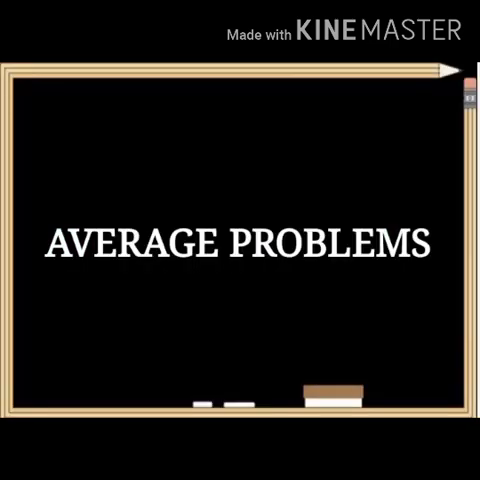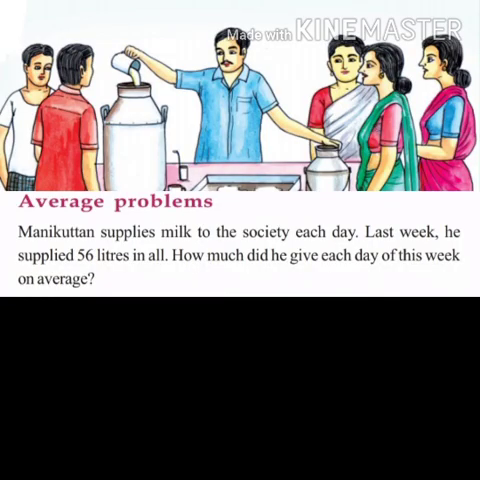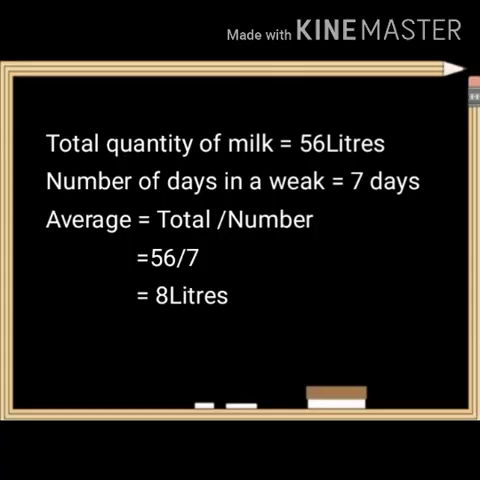Now let's check some average problems. The next question is: Manikuttan supplies milk to the society each day. Last week he supplied 56 liters in all. How much did he give each day of this week on average? That's our question. How can we find the answer? By using average. Here we know that the total quantity of milk is 56 liters and the number of days in a week is 7 days. So the average is the total quantity of milk divided by the number of days. That is 56 by 7, that is 8 liters.